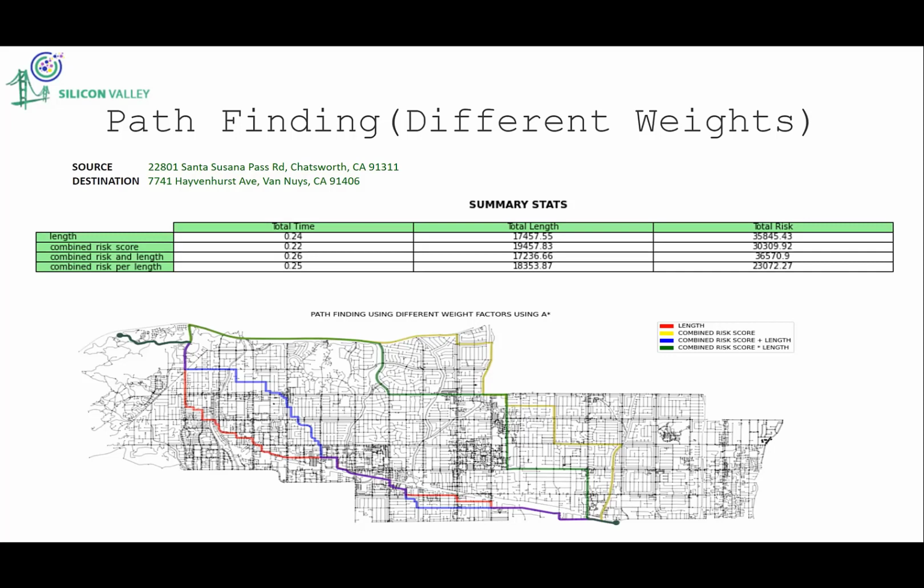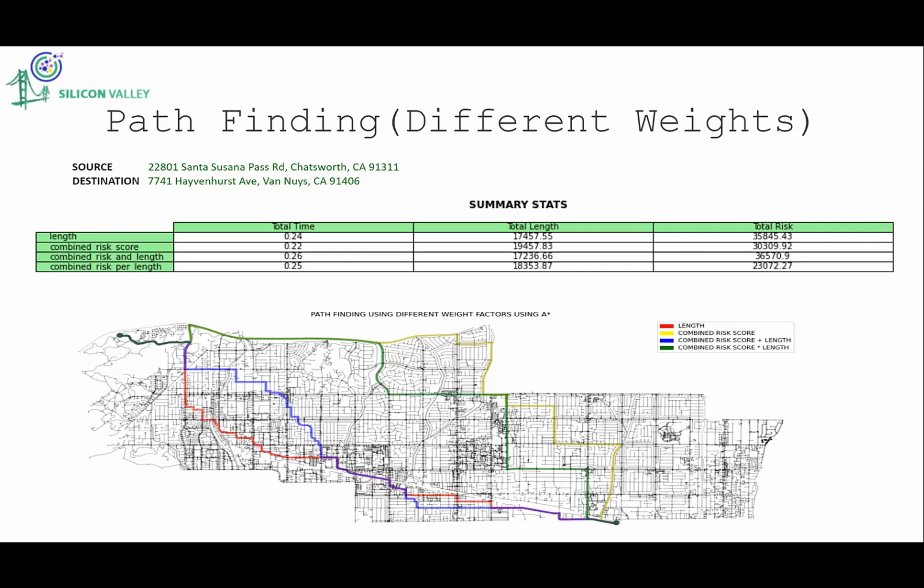So what we want to do is combine the risk score as well as the length. We have to find a good combination of the risk score and length to get a path which is safe as well as short in terms of length. So we use different approaches. We try to normalize these values, we try to add the risk score and length, and we try to take the product of this. And this is a plot which shows some of these approaches.